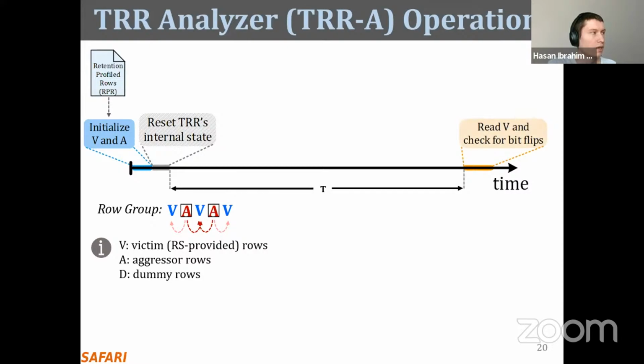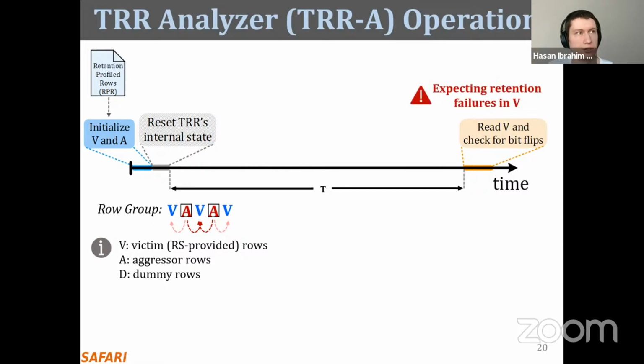Then after initializing these V's and A's, if we wait for time interval T, which is the retention time of these victim rows, and later we read the data, what we expect is to have some bit flips, at least one bit flip in each victim row, right? This is what we expect to happen if we don't do anything in between.